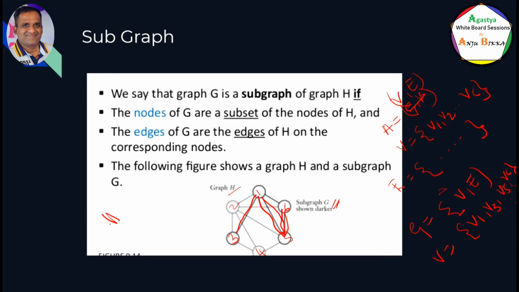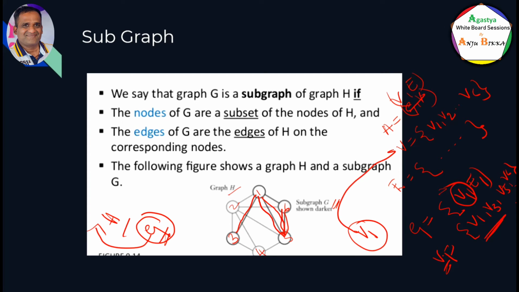So whenever we say graph G is a subgraph of graph H, the vertices of graph G are a subset of the vertices of graph H. For convenience we can say V1, E1 for graph G. So the vertices of graph G are a subset of the vertices of graph H.